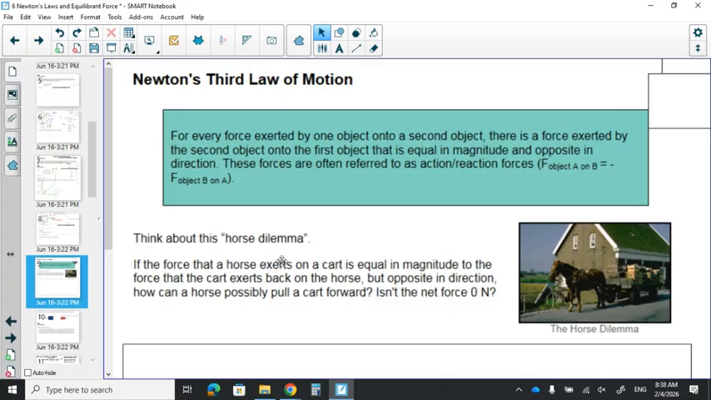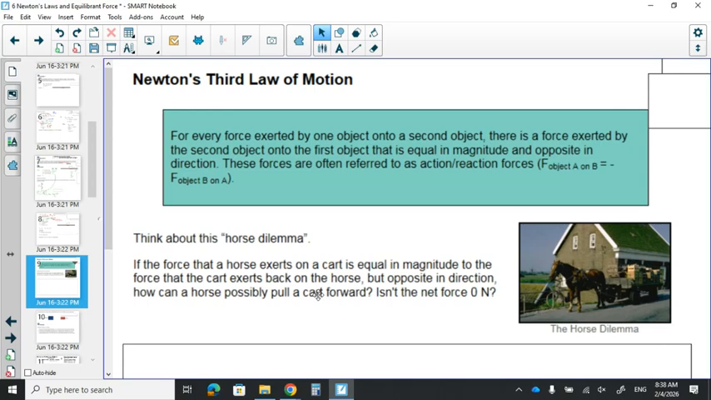If the force that the horse exerts on the cart is equal in magnitude to the force that the cart exerts back on the horse, but in the opposite direction, how can the horse possibly pull a cart forward? Isn't the net force zero? Press pause. Think about it.